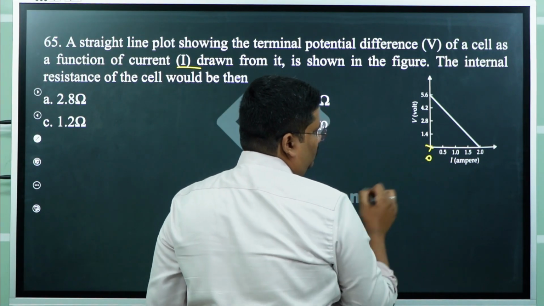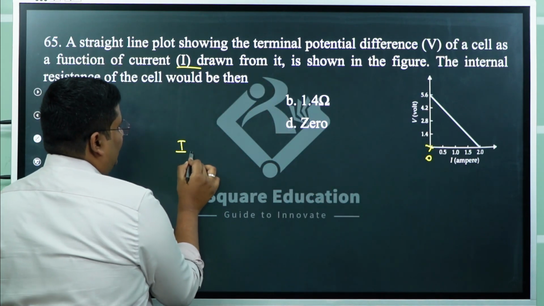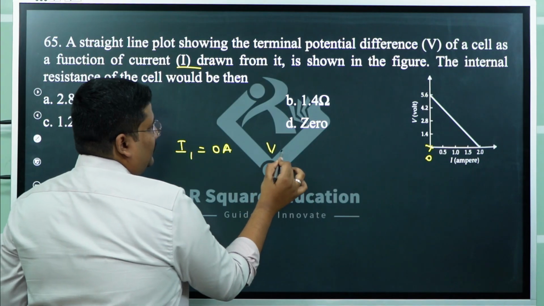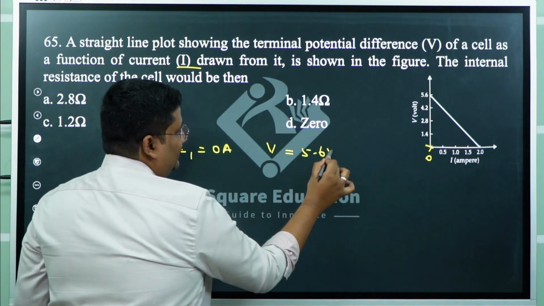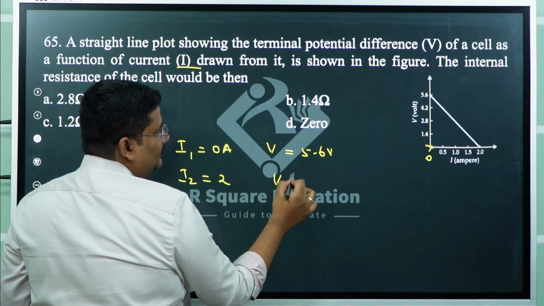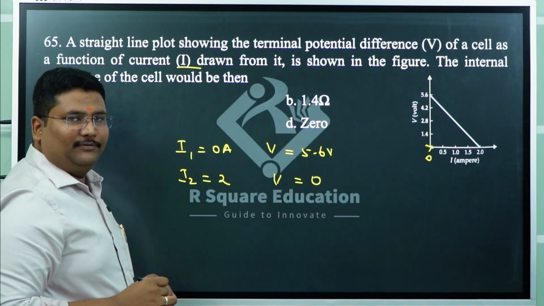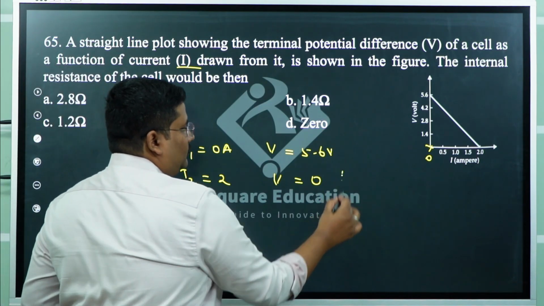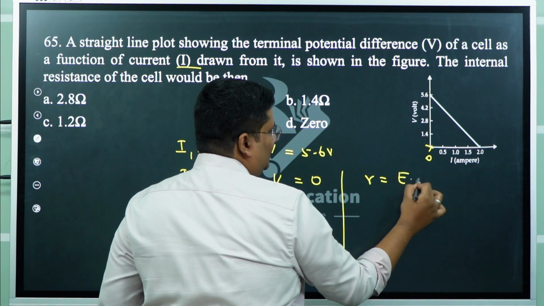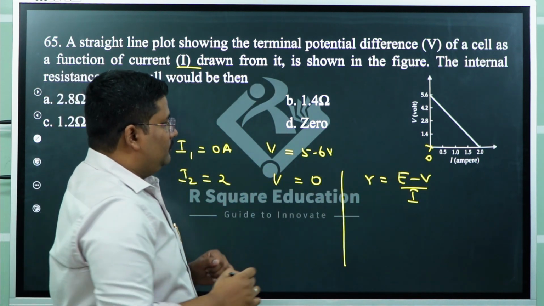So at 0 current, the voltage is going to be 5.6. Let me consider I1 as 0 amperes. So the potential will be equal to 5.6 volt. And likewise, if I2 is going to be 2, then V is going to be 0. Right. So according to this, we have to find the internal resistance. What is the formula for internal resistance? It is nothing but (E minus V) by I. Right. So what is E here?